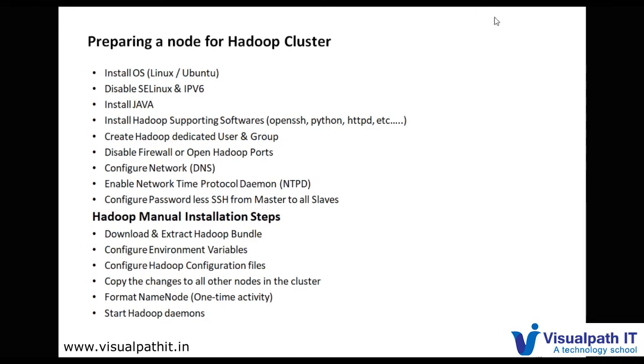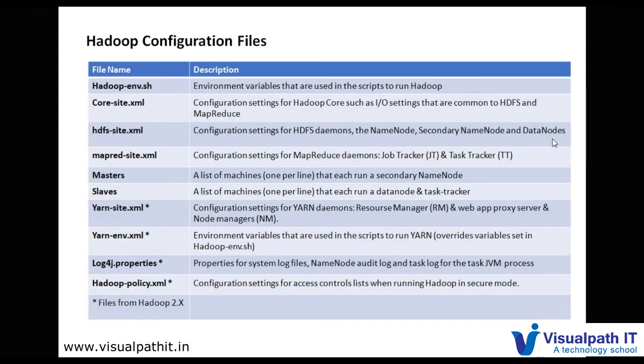Okay, let me go to the next slide. These are the important configuration files available in Hadoop. What is the file name and the description? The first file name is hadoop-env.sh. It holds the environment variables used in the scripts that run Hadoop, so we need to mention them there. One more is the core-site.xml file, with configuration settings for Hadoop core operations, such as input/output settings that are common to HDFS and MapReduce.